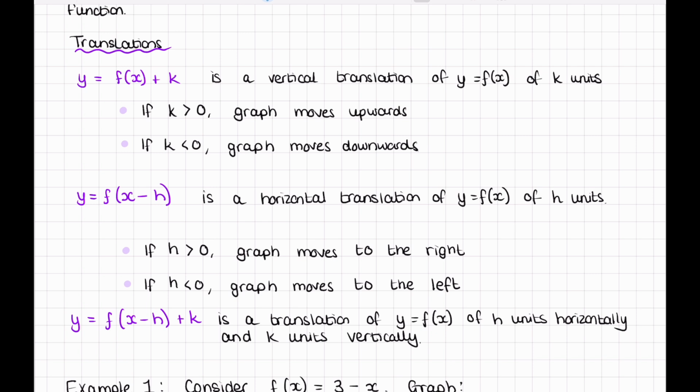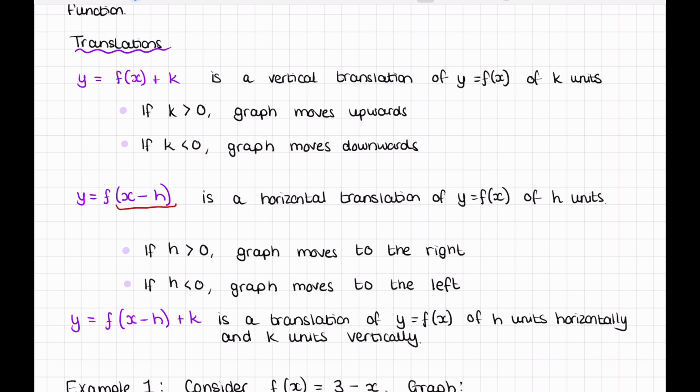Next one, we have y equals f and then in brackets x minus h. So this time we're just adding or subtracting h. This creates a horizontal translation, which means the graph will move left or right h units. Now the main thing to note here is that the general form has x minus h. It is a minus.